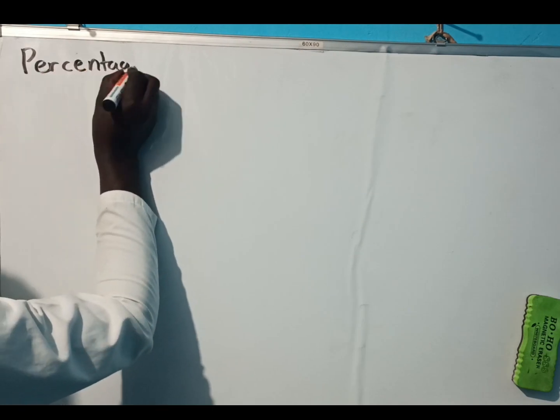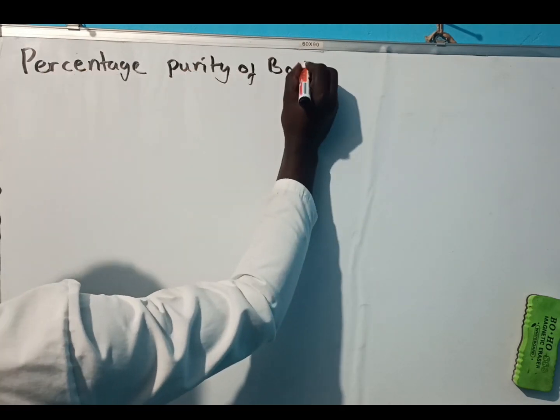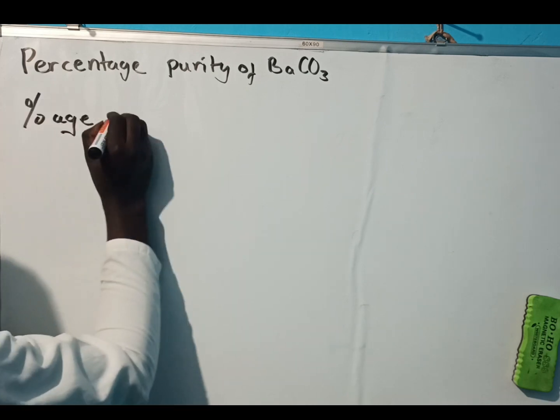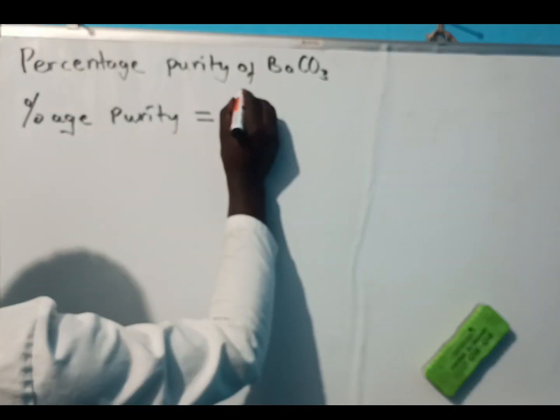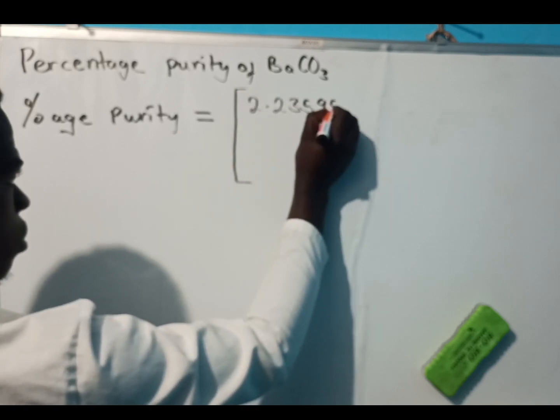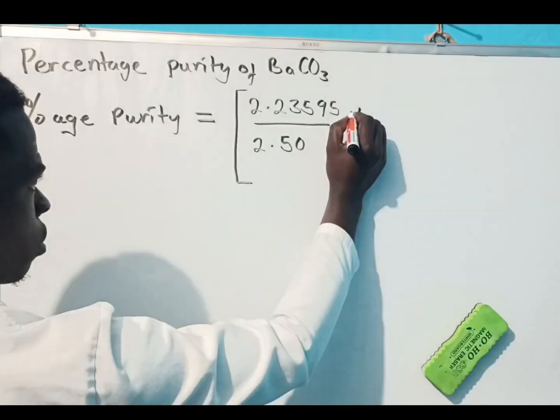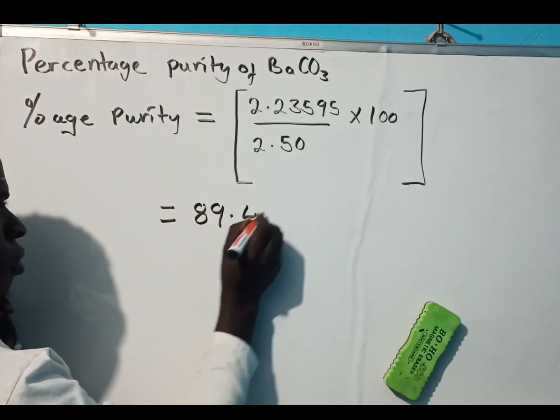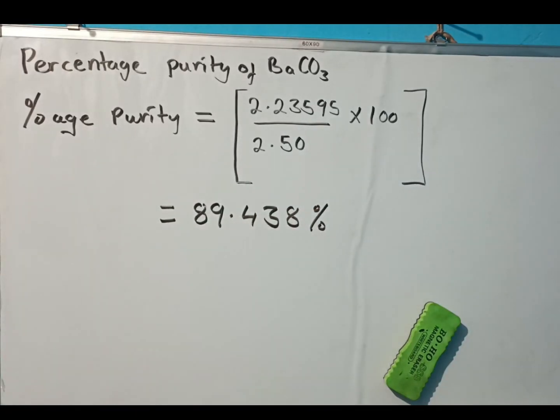We can now calculate the percentage purity of barium carbonate. Percentage purity equals the mass of the carbonate reacted over the mass of the carbonate measured times 100, giving 89.438%.